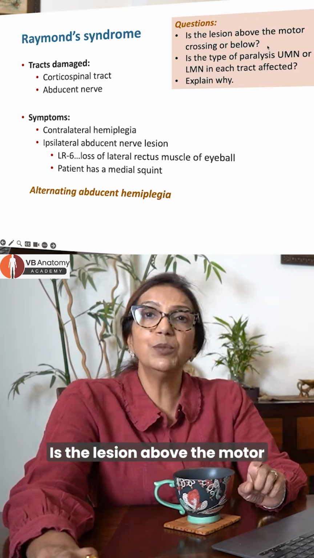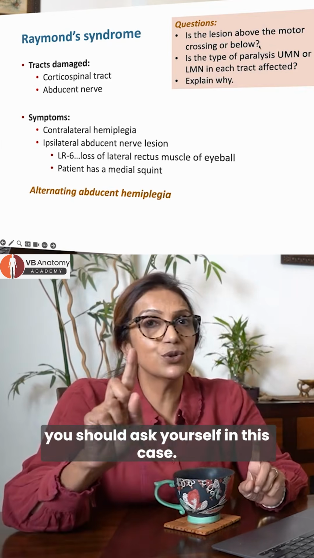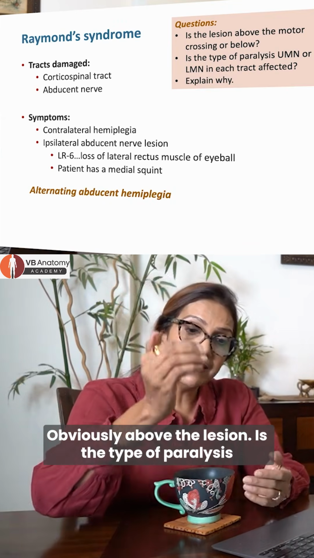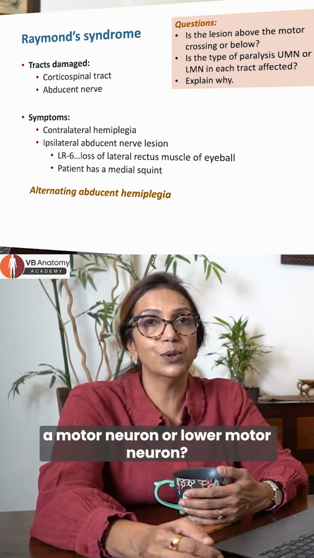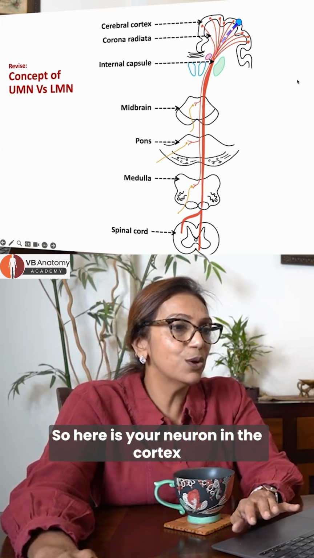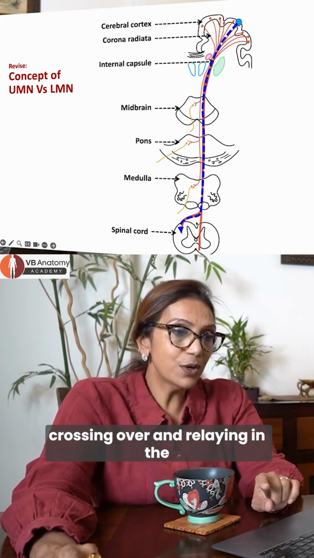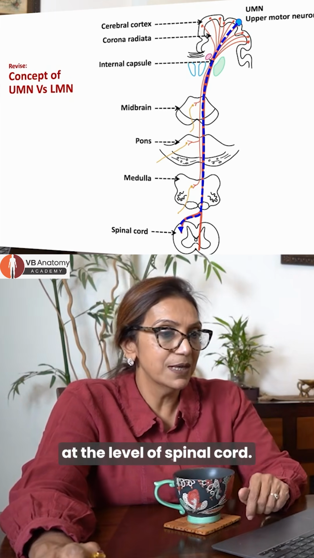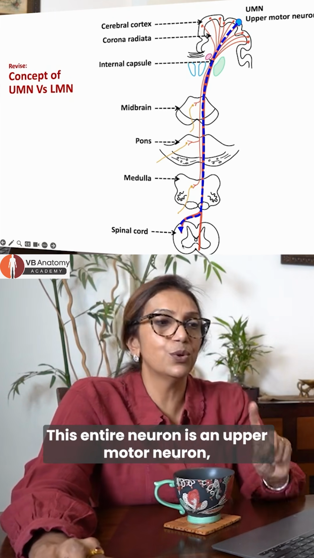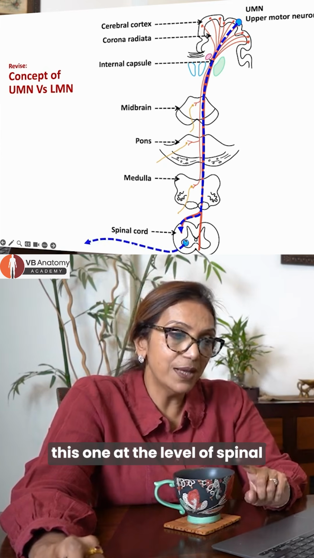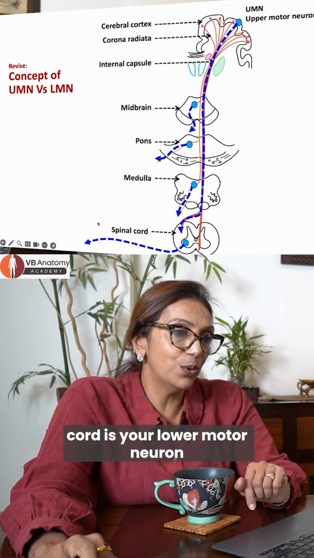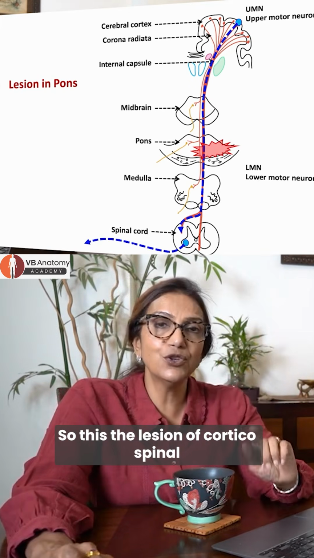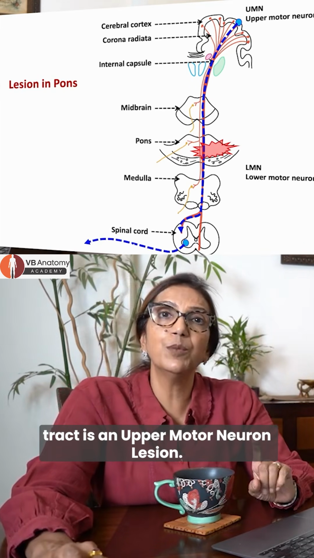Is the lesion above the motor crossing or below is a question you should ask yourself. In this case, obviously above the crossing. Is the type of paralysis upper motor neuron or lower motor neuron? Explain why. So here is your neuron in the cortex, crossing over and relaying in the lower motor neuron at the level of the spinal cord. This entire neuron is an upper motor neuron. This one at the level of the spinal cord is your lower motor neuron, along with all the cranial nerve nuclei. So the lesion of the corticospinal tract is an upper motor neuron lesion.